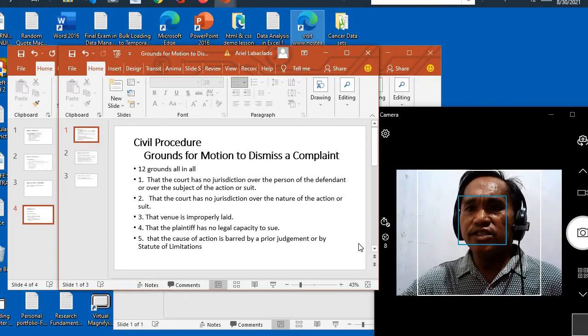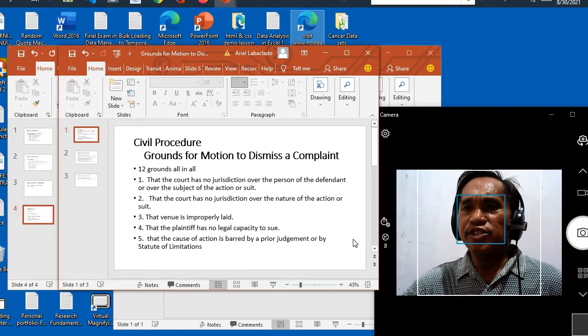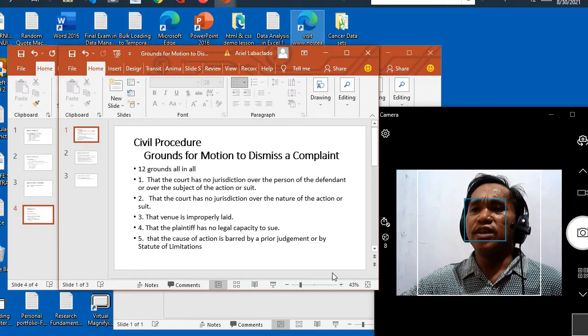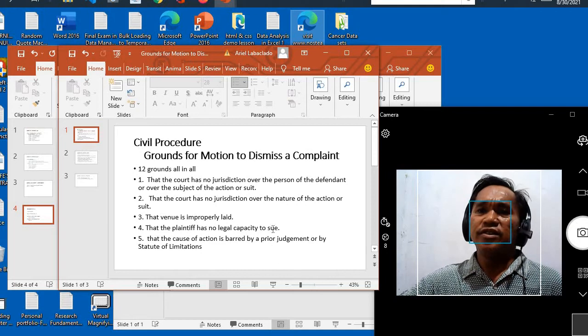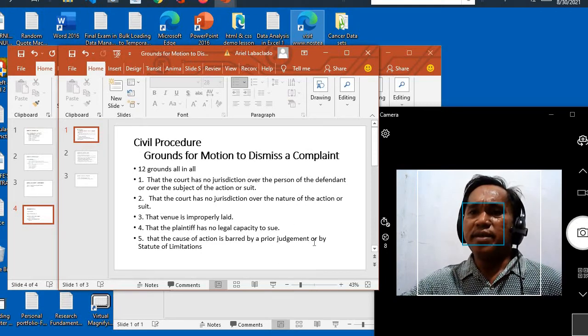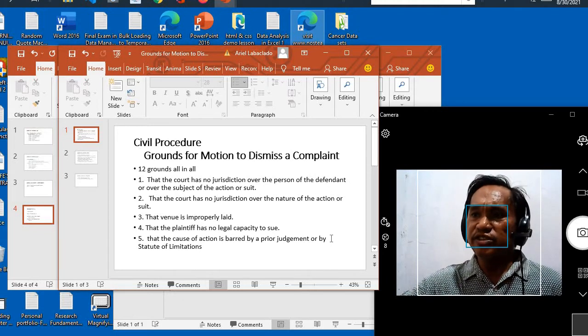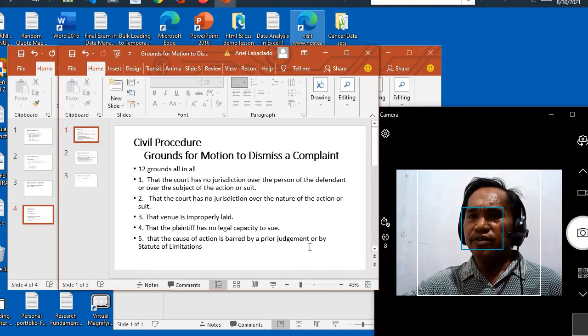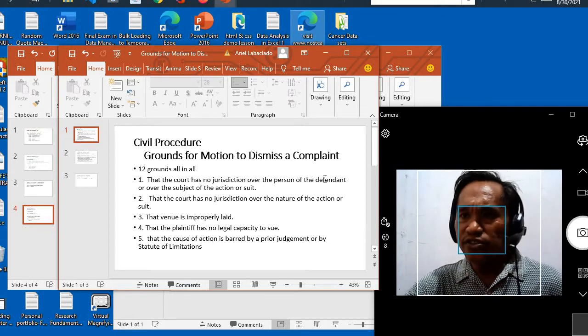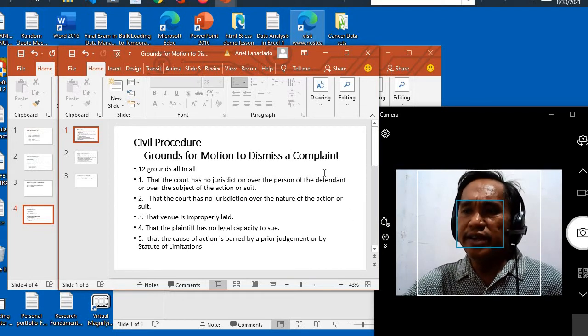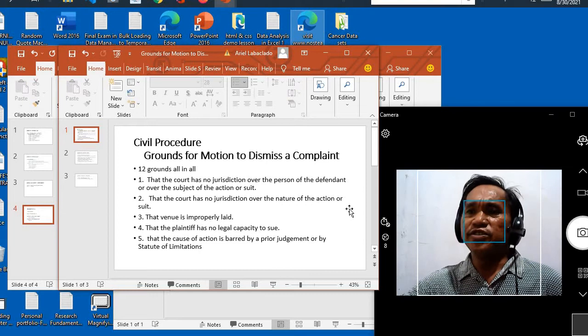Another, that the cause of action is barred by a prior judgment or by statute of limitations. The cause of action is barred by a prior judgment. So there was already a judgment, a prior judgment for the same cause of action. Or the cause of action is barred by the statute of limitations. So that can be a ground for dismissal.